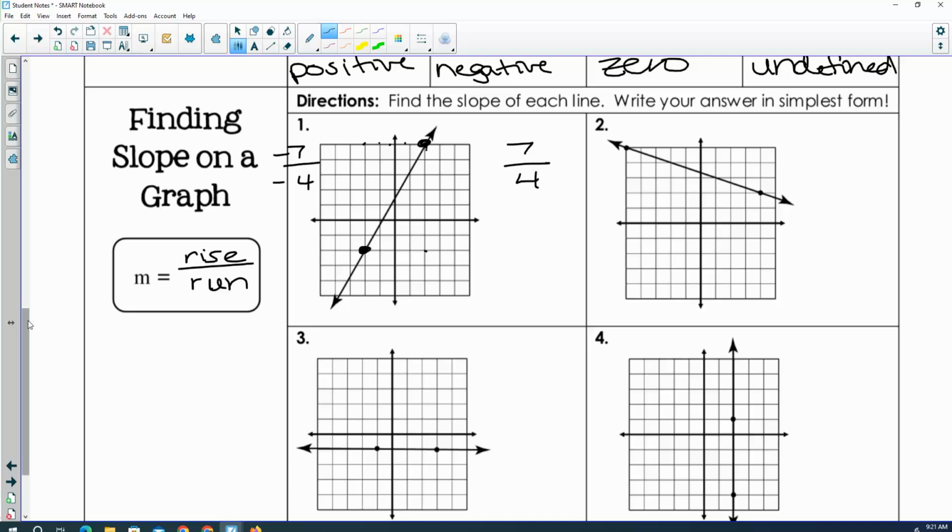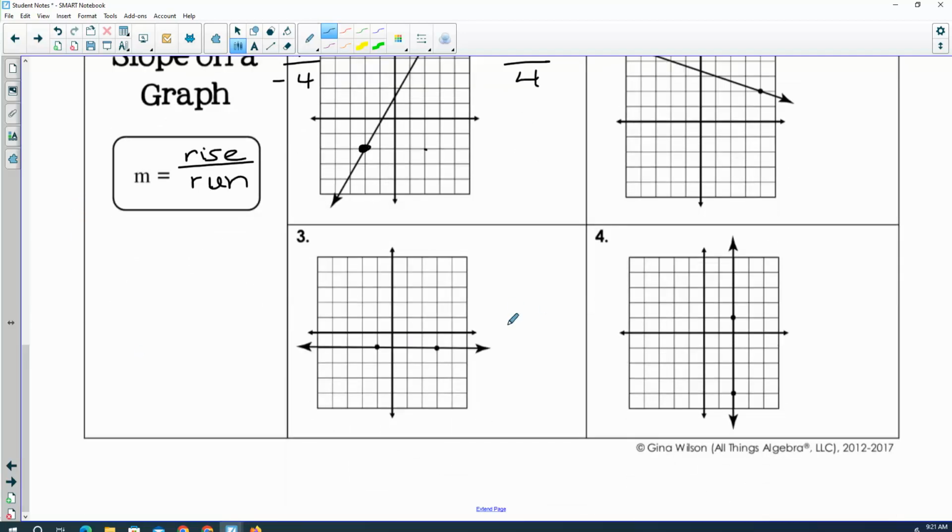I don't know that I'm going to do all of these. Let's jump down to example 3. We'll start with the odds and we'll come back and do even if we need to.